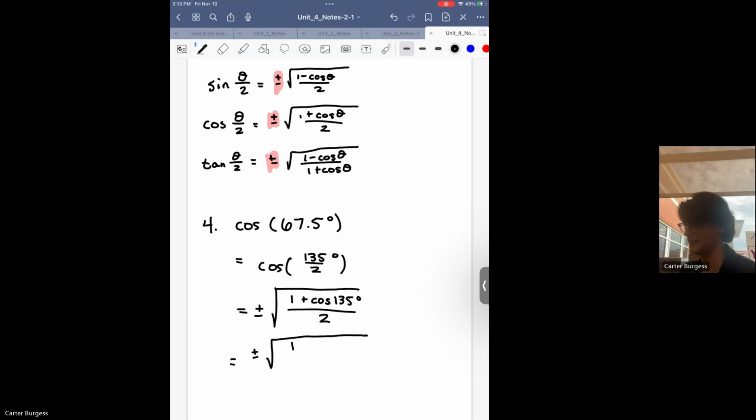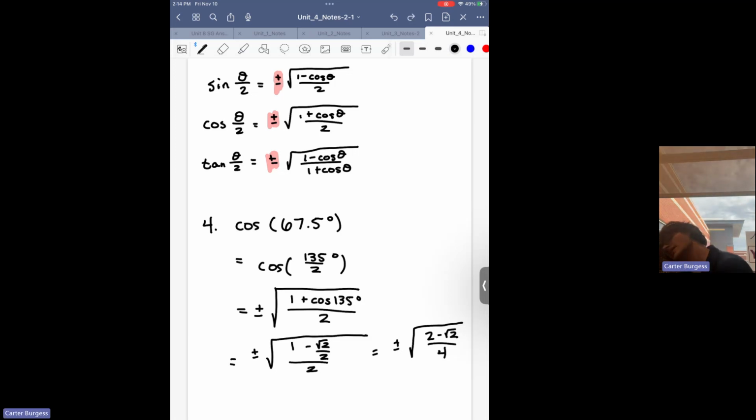Positive or negative? Negative, because we are in quadrant 2. And so we end up with this square root of, it's a bit of a mess, but 1 minus root 2 over 2, all divided by 2. We could clean this up a little bit more, and in doing so, this would be plus or minus the square root of 2 minus root 2 all over 4, something along those lines. But also, I'm perfectly fine with us just leaving things unsimplified as is. Now, what's the thing that we haven't really resolved yet?